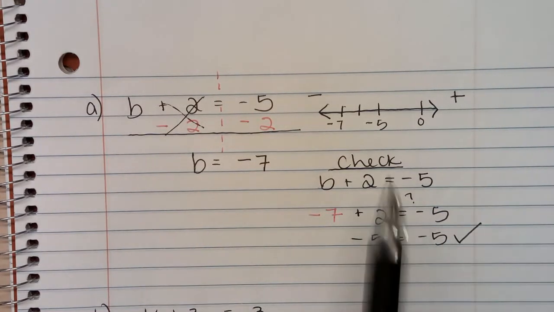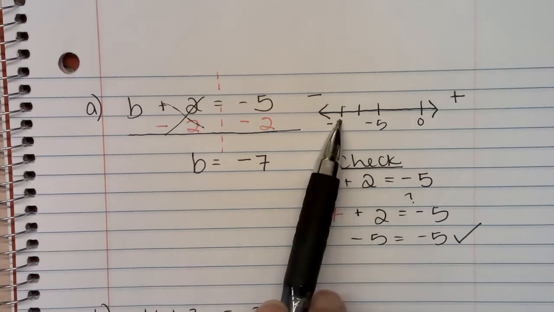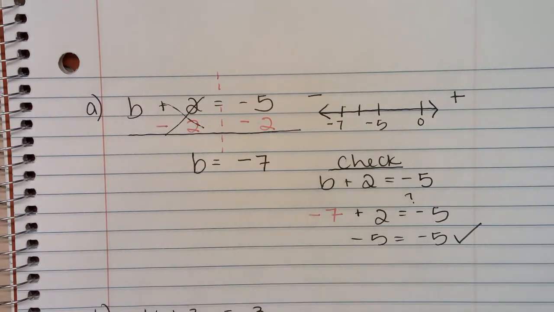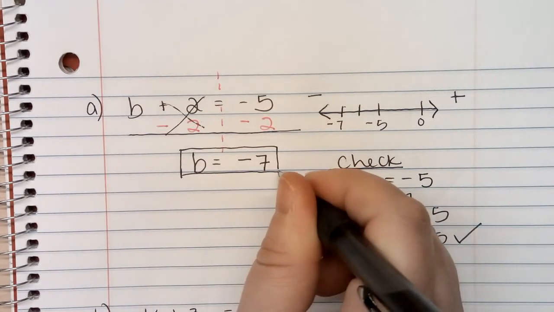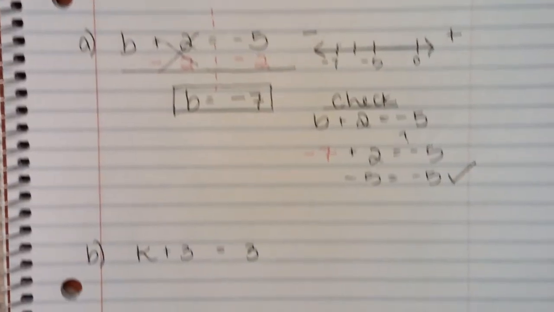Could also use my little number line here. If I'm at -7, I'm going to add 2. So I'm going to go to the positive. Boom, boom. And here I am at -5. All right. So I'm going to box up my answer because I know it's correct. I'm going to move on down to the next example.